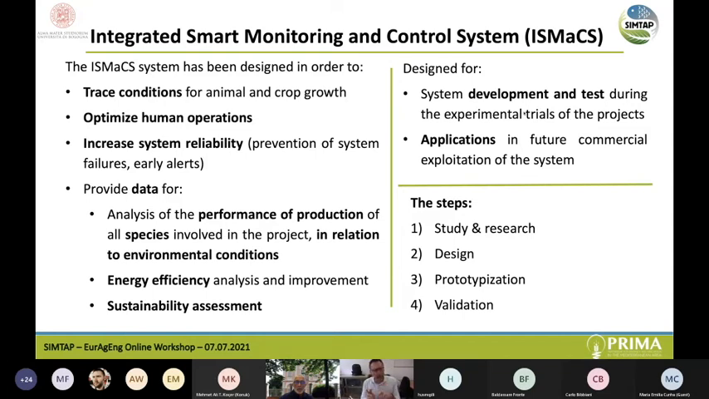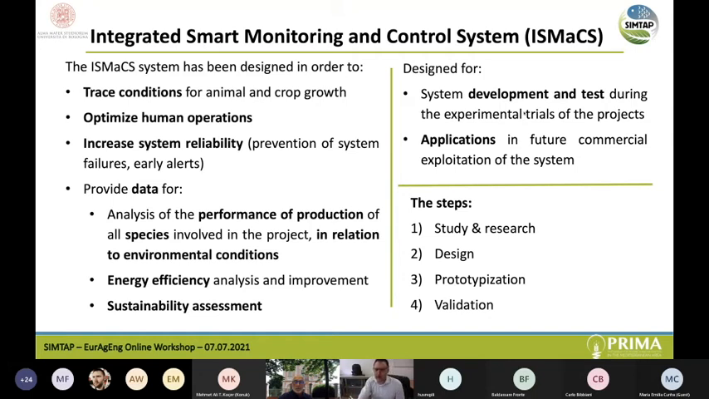And we have, let's say, a double scope of the system, because during the three years duration of the project, the monitoring system will allow us to develop and test the system itself. So it supports the trials of the project. At the same time, it can be a very important part for future commercial exploitations and applications of the system, of each part by itself.